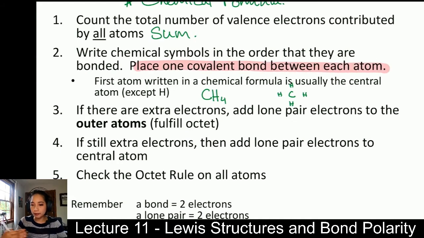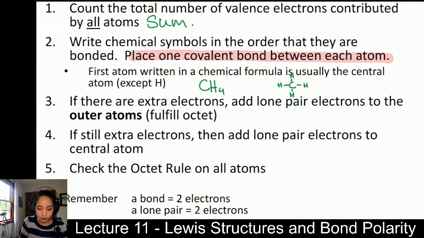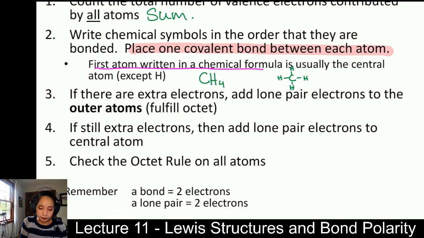So now we want to put all those atoms together to form one molecule. So for this example, CH4, I would put a line or a covalent bond between all of those atoms, connecting the outer atoms to the central atom. All right. So remember this tip here is that the first atom written in the chemical formula is usually the central atom. All right.